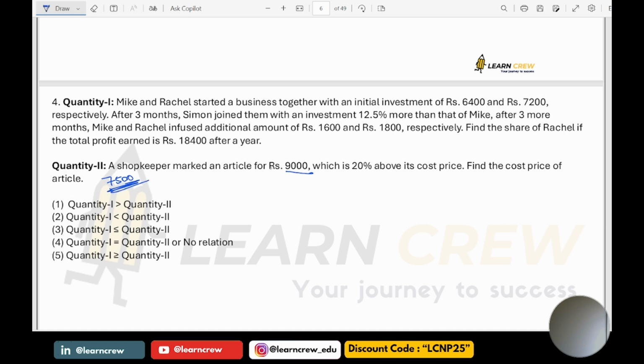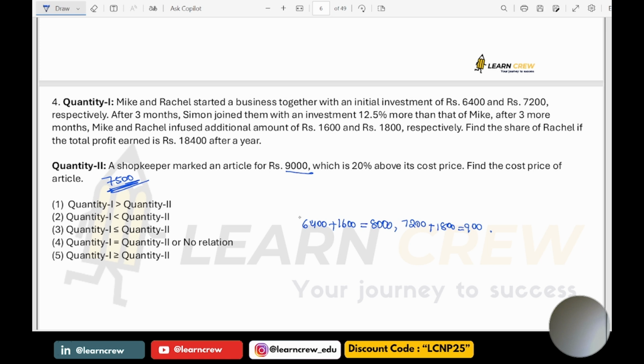Now let us find the value of quantity 1. Initial investments are given, right? One is 6,400, the other is 7,200, and the other is 12.5% more, meaning 1 by 8 more, so 800 more than 7,200. Total investment of Mike would be 6,400 plus 1,600, which is 8,000. Total investment of Rachel is 7,200 plus 1,800, which is 9,000.